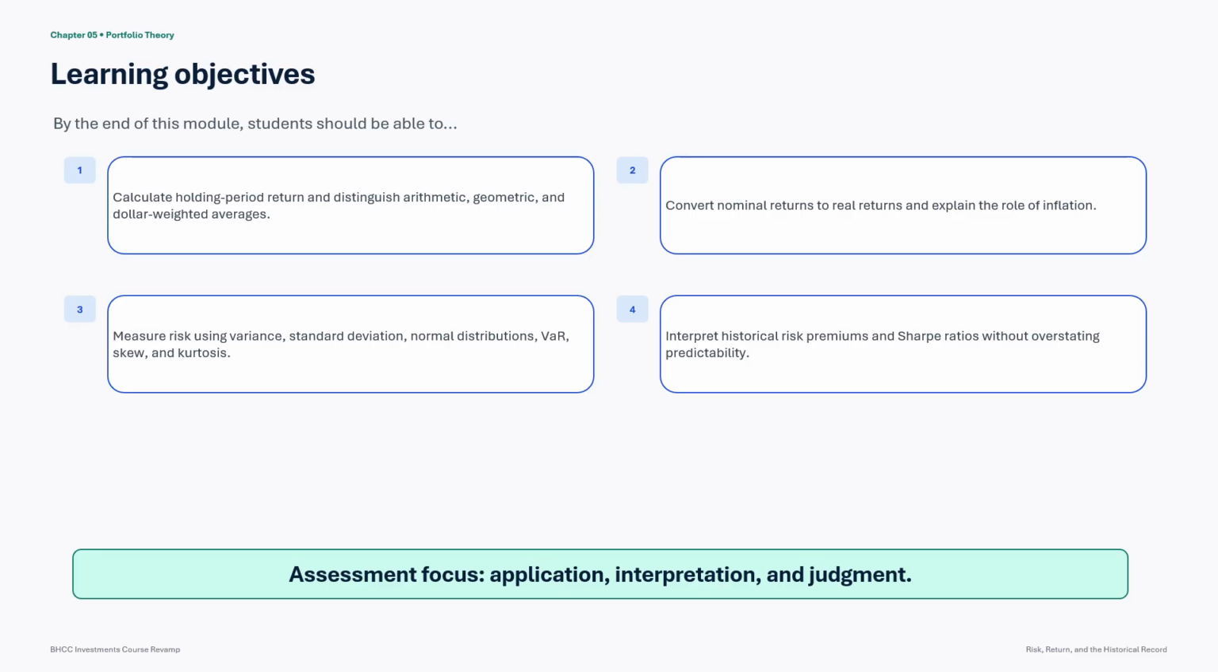Second, you should be able to distinguish arithmetic, geometric, and dollar-weighted averages. These are not 3 competing versions of the same answer. They answer different questions. Arithmetic average is useful for thinking about a typical single period. Geometric average measures the constant compound rate that connects beginning wealth to ending wealth. Dollar-weighted return reflects the timing and size of the investor's cash flows.